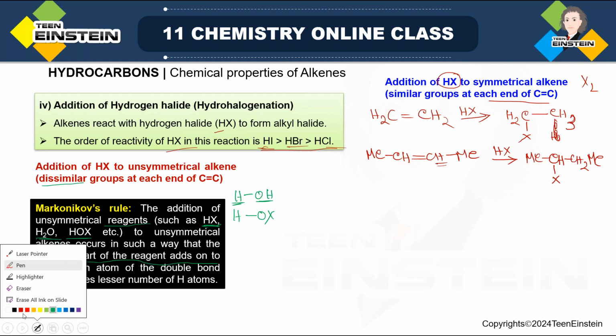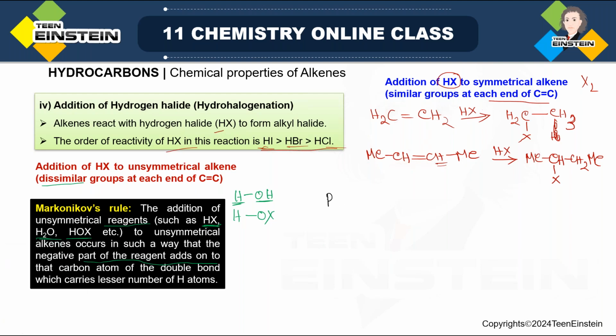So here if we take the general example, suppose we have any alkyl group, then RCH=CH2. Here carbon number 1 and carbon number 2, I am just numbering them so that you can easily understand the two carbons of the C=C double bond. Carbon number 1 is attached to one hydrogen and one R group. Carbon number 2 is attached to two hydrogens. That means one is carrying a higher number of hydrogens, the other a lesser number of hydrogens. And just take the example of HX.